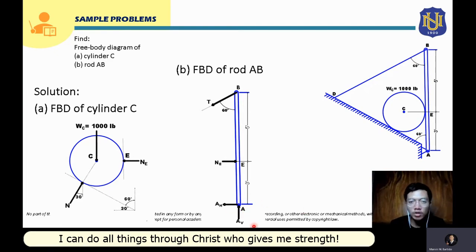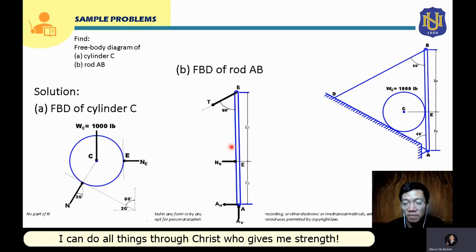And also your AV. Since this tension T is actually downward, from here we can assume that your AV should be upward, right? Since your tension force here is downward, this AV should be upward.